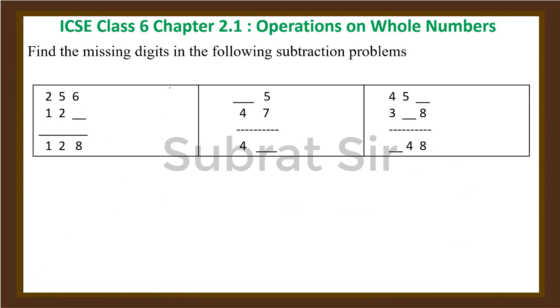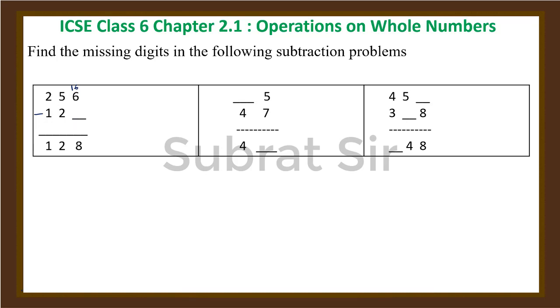Then find the missing digits. We already did this in addition also. Same way we will do it in subtraction. So here 256 minus 12 dash equals 128. So what we will do? From 6 how much should we subtract to get 8? Here 6 is a smaller number, so we will bring 1 from here. So 16.